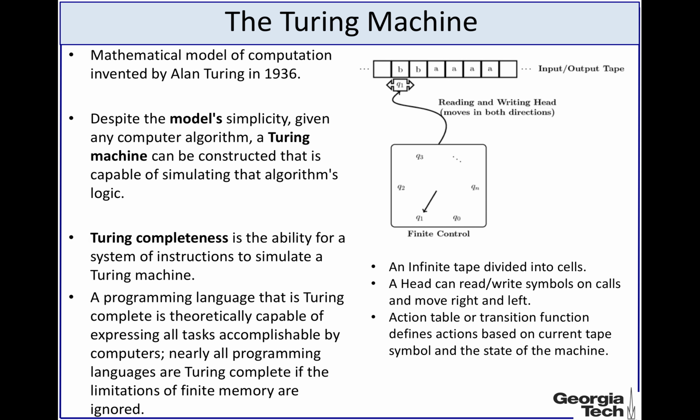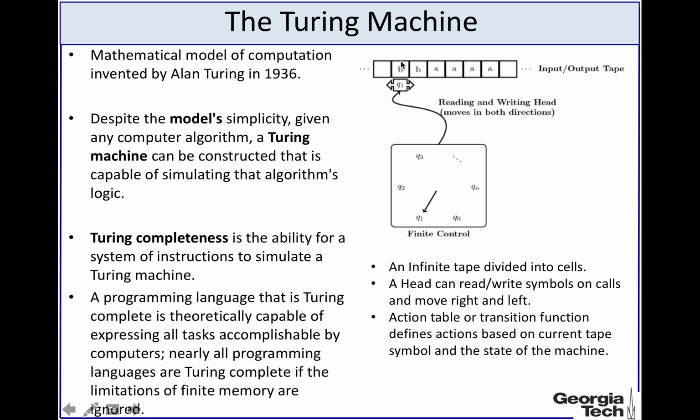Now what is interesting is that this model is very simple but for any computer algorithm, the Turing machine can actually simulate that algorithm, and based on that there is this concept called Turing completeness, which essentially says that if you have a set of instructions and it's Turing complete, it will be able to simulate a Turing machine, and most of the programming languages are Turing complete, meaning that they are theoretically able to perform any tasks that a Turing machine can do.